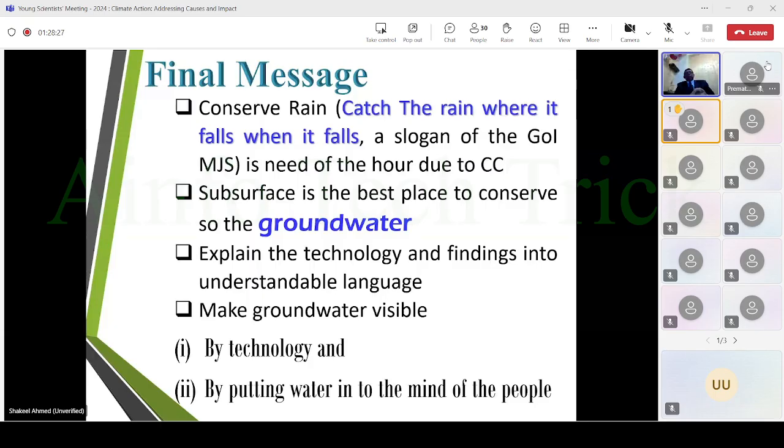The heli-borne survey, let's say, is a very advanced technology. There are many more things also. Technology like remote sensing also helps a lot sometimes. But much more important is putting water into the minds of the people.